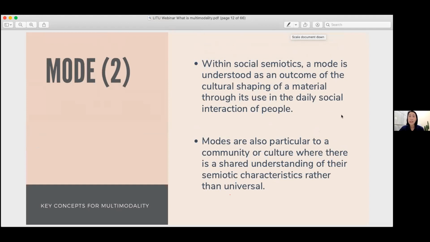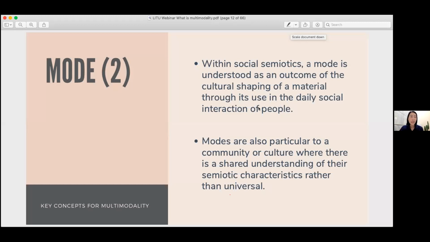And I think what's interesting about mode is that you have to think that it is not static, because we are in social semiotics. And like I mentioned, we look at sign as a social process, so it always changes and evolves with people. So within social semiotics, a mode is understood as an outcome of cultural shaping through its use in the daily social interaction of people. So the more we use the language, the more it evolves into something else.